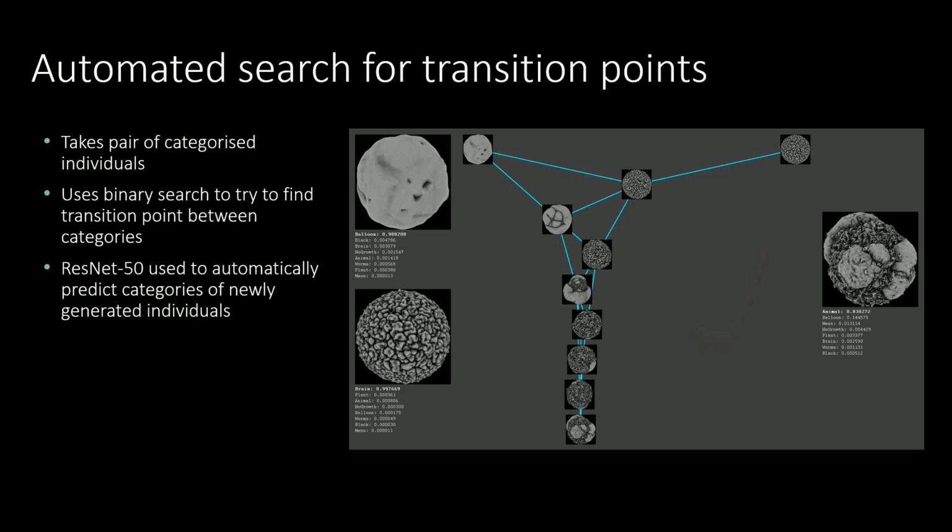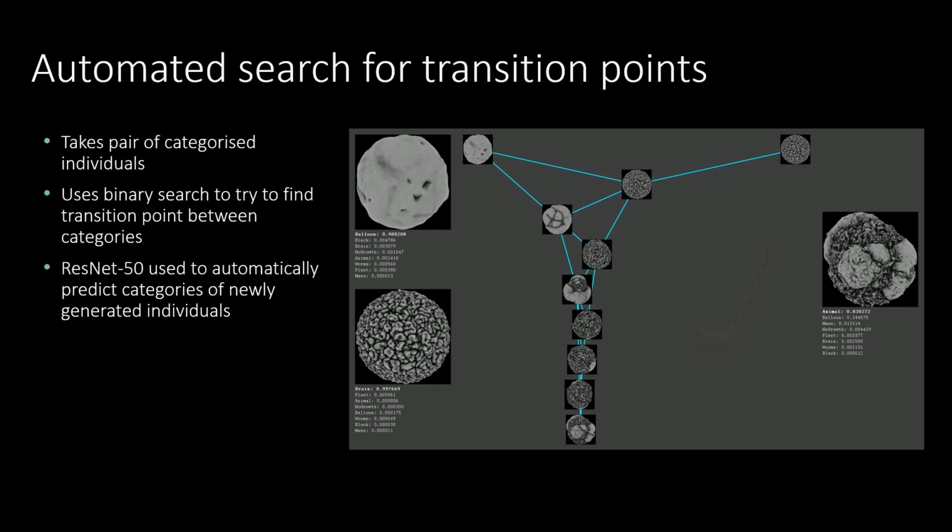In this case, the two initial individuals are shown on the left-hand side and are in categories balloon and brain. The system then uses the parameter values halfway between the two parents to generate a new individual, render the form, and use ResNet 50 to categorize the result. In this case, the new individual is categorized as another brain-like form. The system proceeds using a binary search to progressively refine the interval where balloon-like forms appear to change into brain-like forms, in this case producing what we think is quite an interesting hybrid structure.